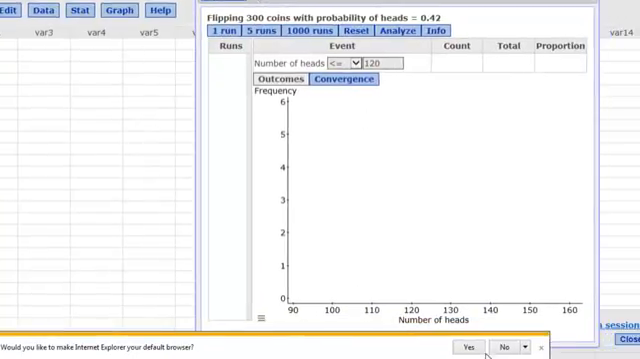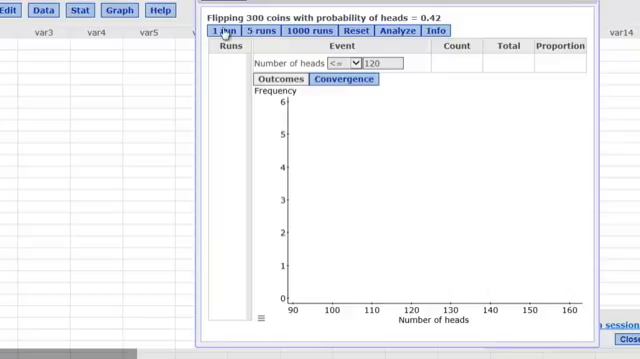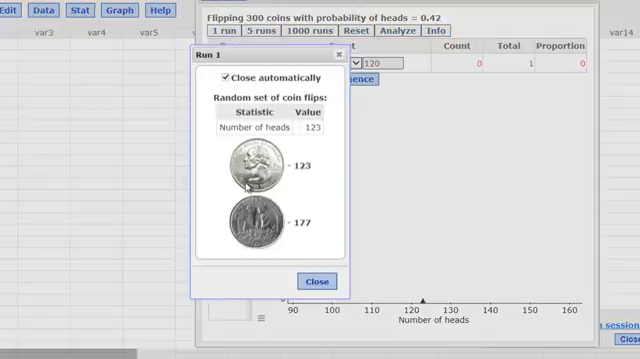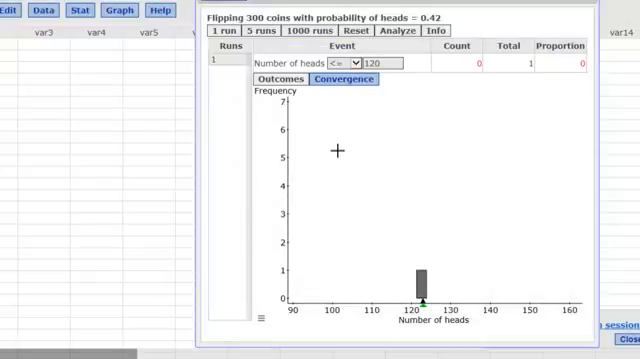I click one run, and you can see I got 123 heads. You see that? Out of the 300. Meaning, essentially what I had the applet do is go out there, survey 300 folks in this district, and ask them, are you Republican or not? 123 came back and said, yes, I'm a Republican.